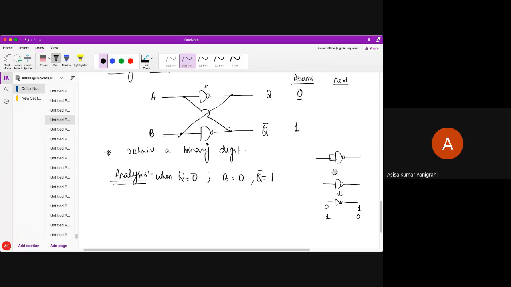Now this Q bar is fed back to A. So can I say that A equal to 1? Yes. If A equal to 1, this is again a NOT gate. If A equal to 1, Q equal to 0. Are you understanding? So what happened here?